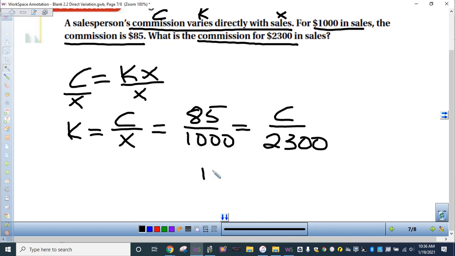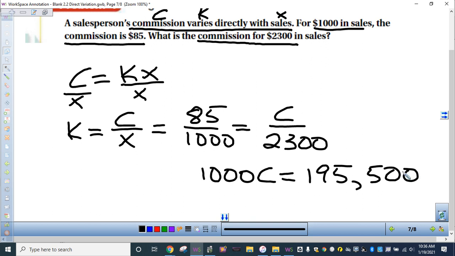So we get 1,000 C equals 195,500. And then when we divide by 1,000, all that happens is that decimal moves 1, 2, 3 places over. So we're going to get 195.5, which I'll double check in the calculator like always.